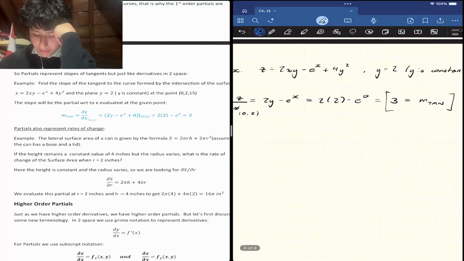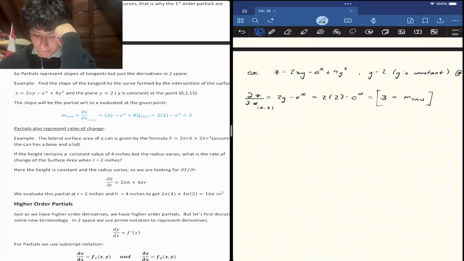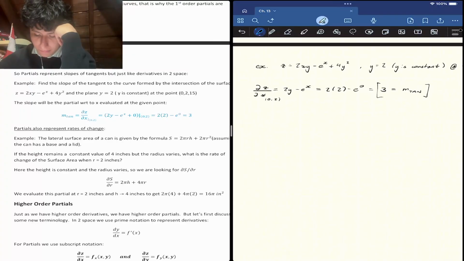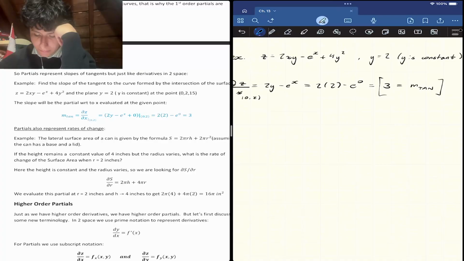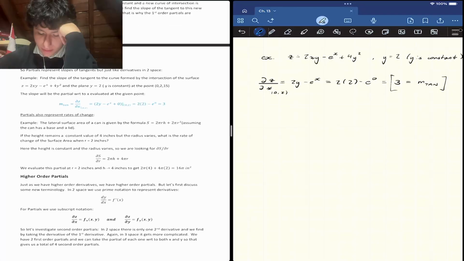I'm convinced that 15 is just there for no reason then. That's not too bad.